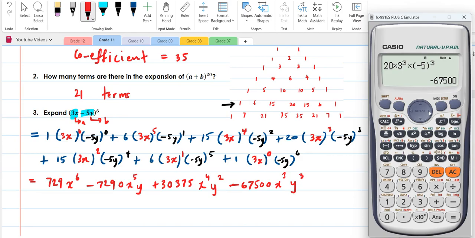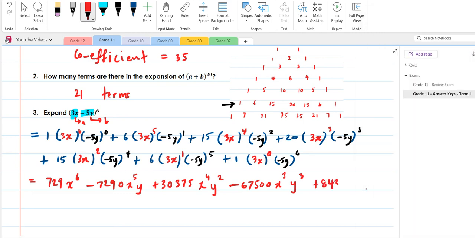Next term, so is 15 in the front. 15 times 3 to the power 2 times negative 5 to the power 4. That should give us a positive answer. Plus 84,375 x squared, y to the power of 4.